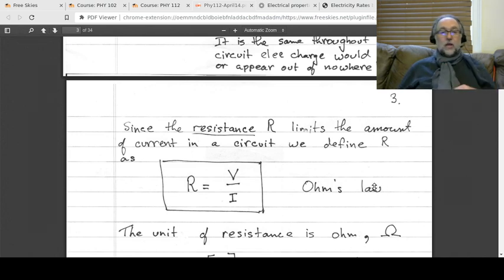So once again, resistance is like, for so many volts, how much current do you get flowing through it? The more voltage you need to push that current through, the bigger R has to be. And the bigger I is that you get for a particular voltage, the smaller the resistance is.